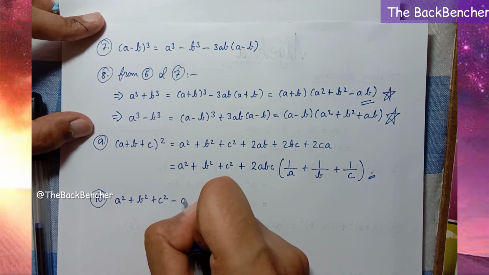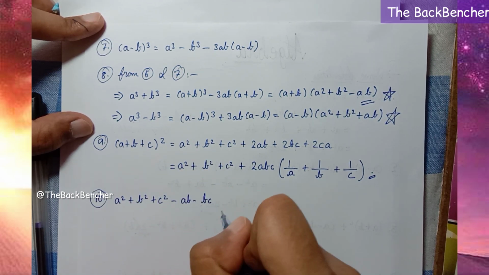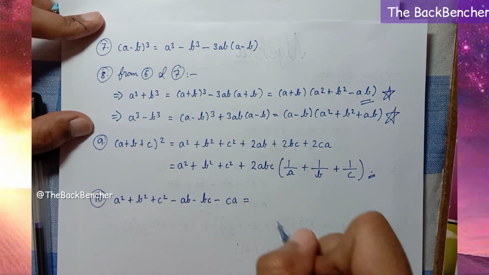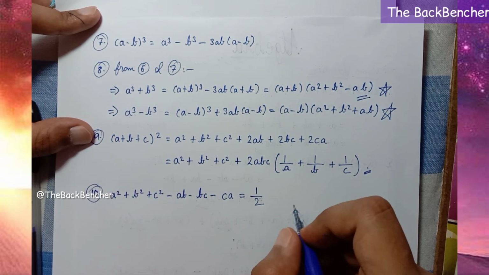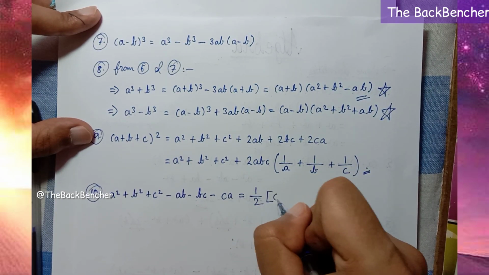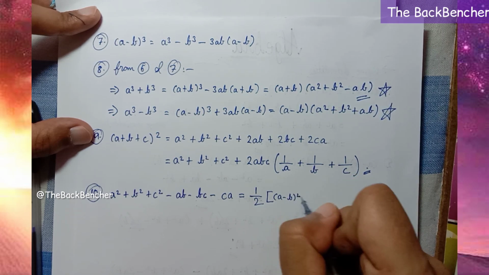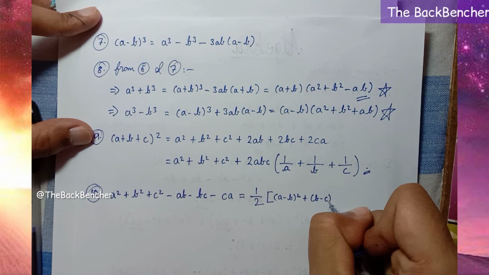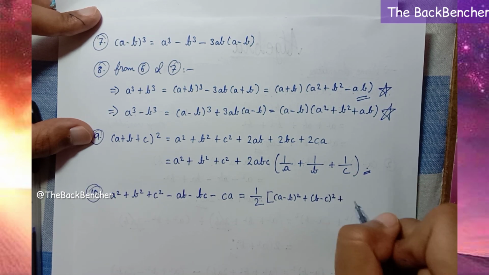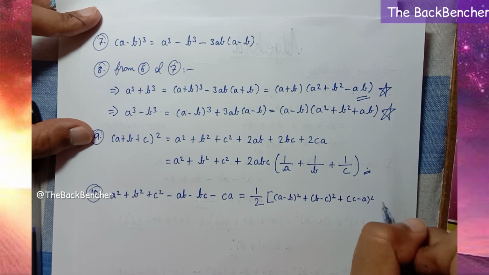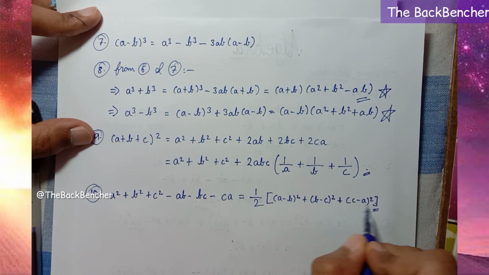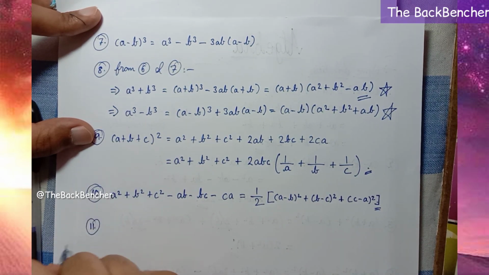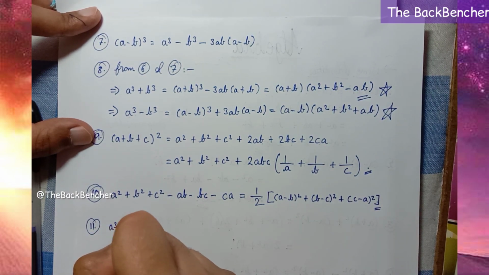Like moving to the 10th equation, that is a square plus b square plus c square minus ab minus bc minus ca. Okay, that will be 1 upon 2 and in the whole bracket (a-b) whole square plus (b-c) whole square plus (c-a) whole square. This equation is important, but only for a theoretical examination, 10th and 11th equations. Okay, but we will simplify the 11th equation for the competitions.